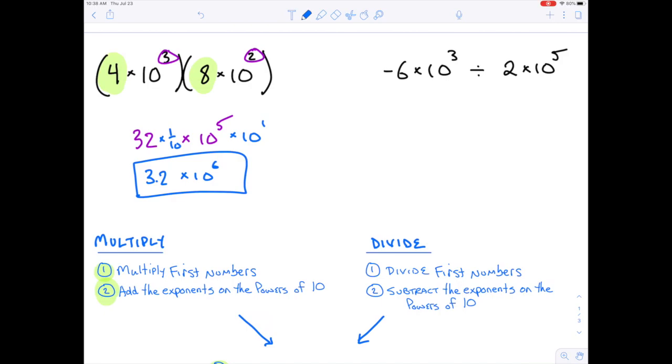On the divide side, frankly, it's very similar. It's just division. We're going to go ahead and divide the first numbers. So negative 6 divided by 2. So negative 6 divided by 2 is negative 3.